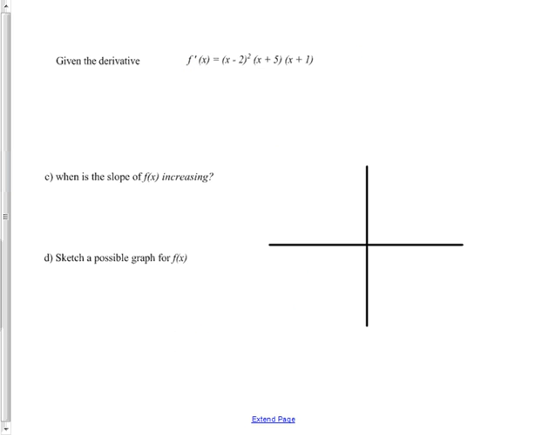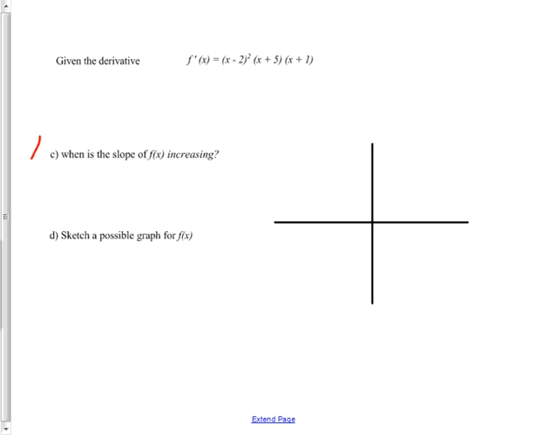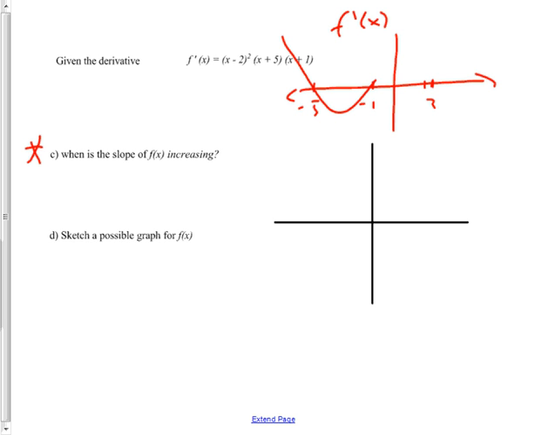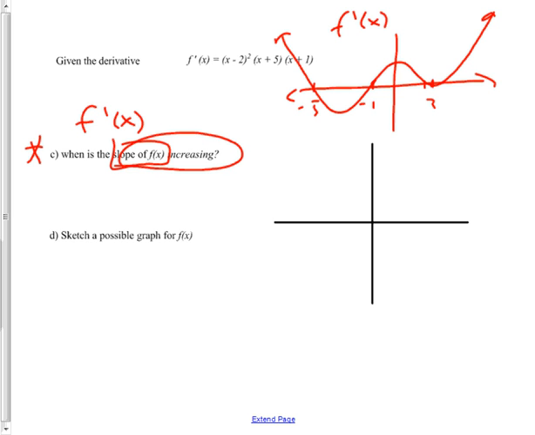So when is the slope of f of x increasing? Answering C. Well, let's put this graph of f prime of x up again, because I think it's going to be helpful in answering this. So we've got negative 5, negative 1, and 2. And we know that our graph looks something like this. And we're going to answer when is the slope of f of x increasing. Well, the slope of f of x is f prime of x. So this is really asking, when is f prime of x increasing?